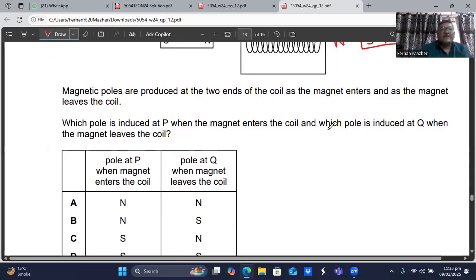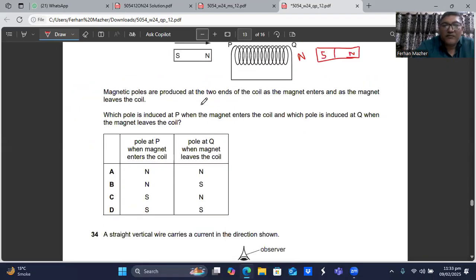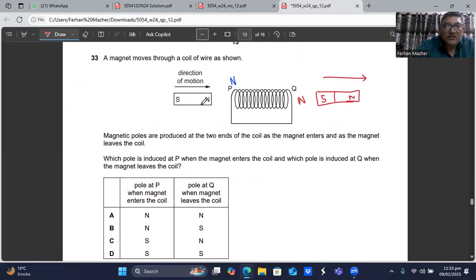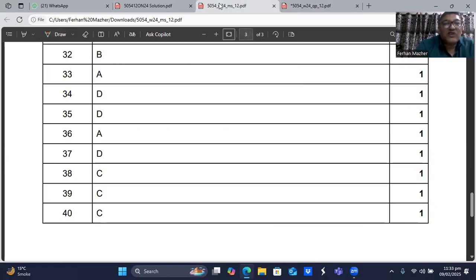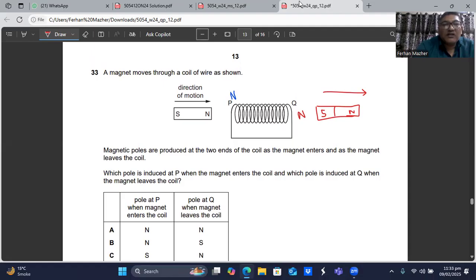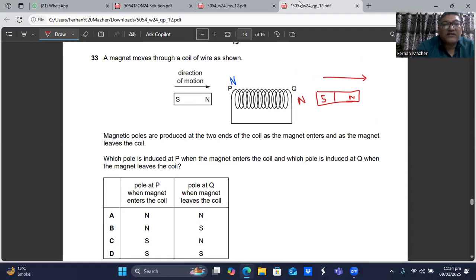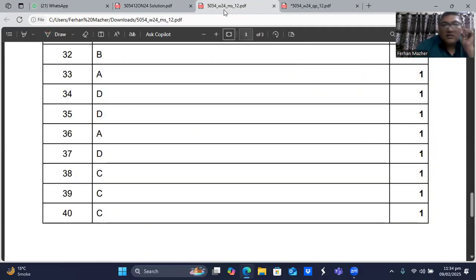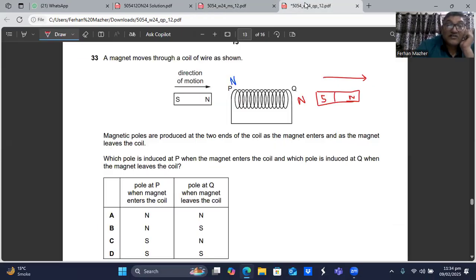Let me increase the size so you can see the whole thing. The pole at P, when the magnet enters the coil, will be north. And the pole at Q, when the magnet leaves the coil, will also be north. So we think A is the choice, sir. Question number 33, A is the choice.